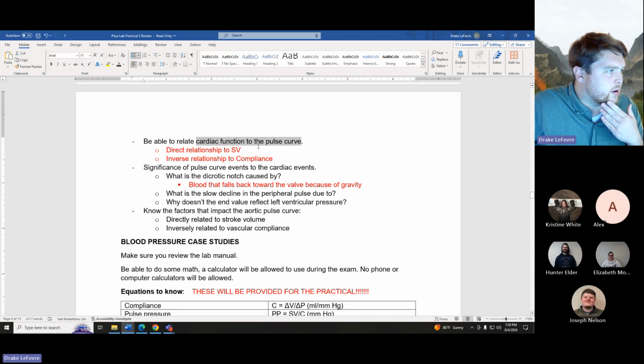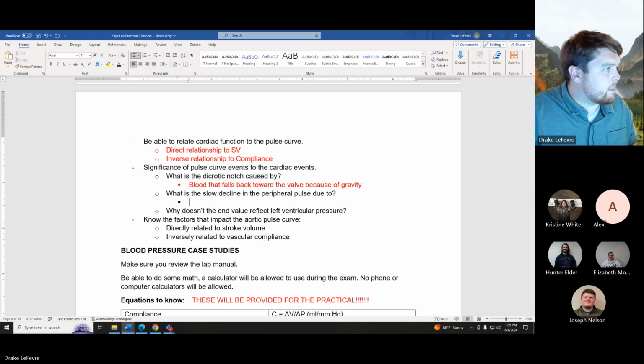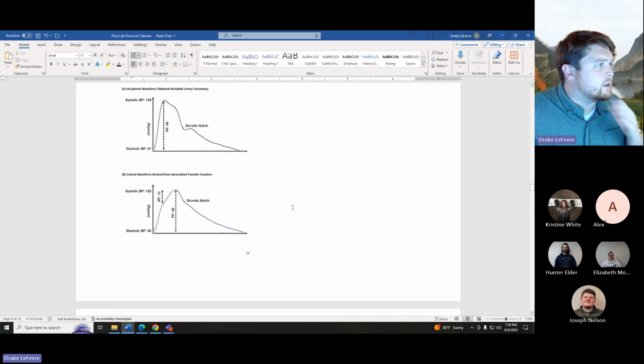Cardiac function to the pulse curve, all this stuff. It's real quick.